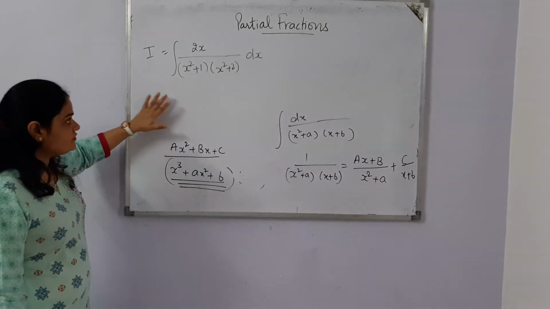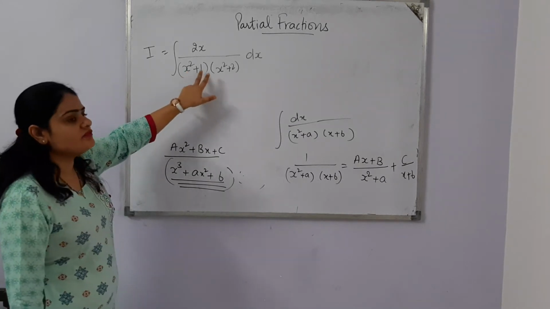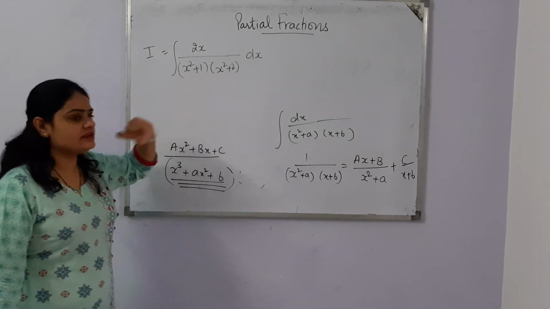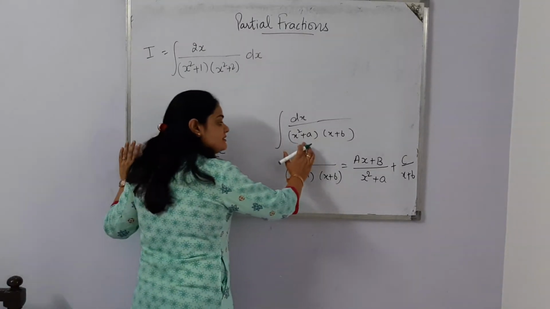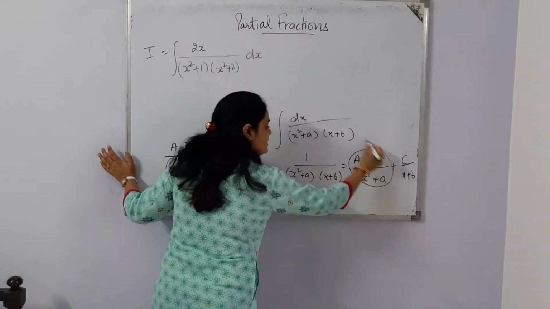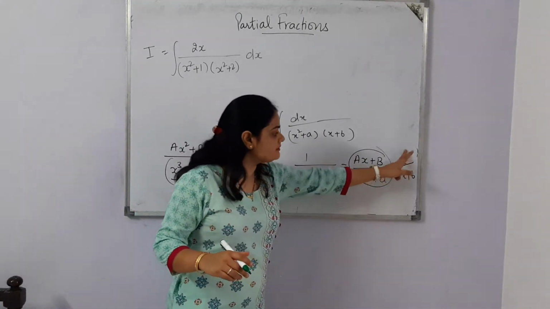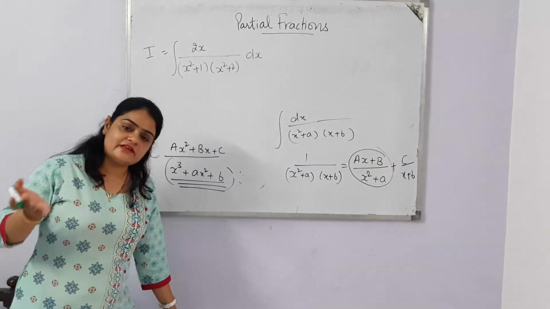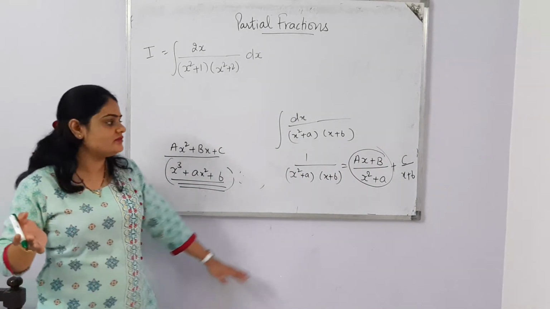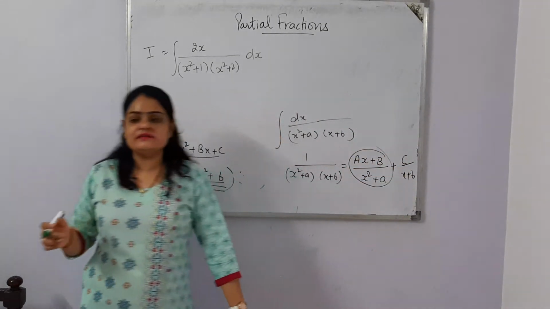But first of all we'll do this type of question, where we have x square plus 1, that means this is not a linear factor. I already told you what to do. Whenever a linear factor is not there, we have to take ax plus b upon that factor which is not linear. This is a quadratic factor. And plus, if a linear factor is there, then as we did in previous videos, we need to take one constant c upon x plus b.